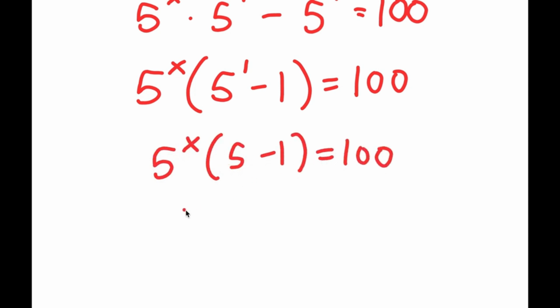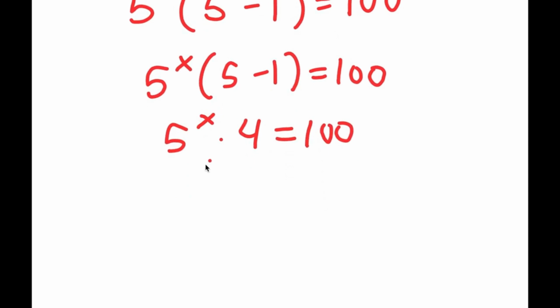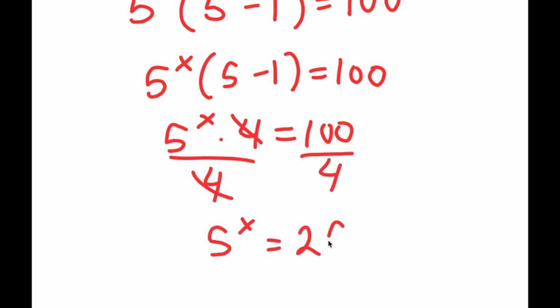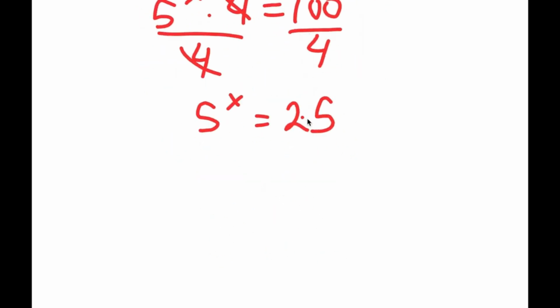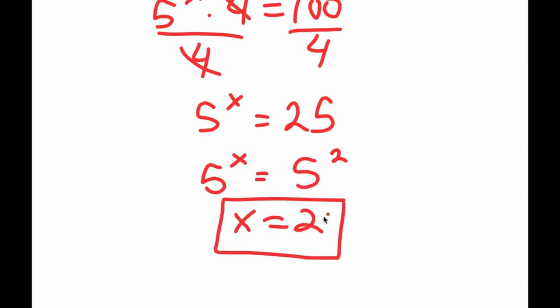And 5 minus 1 is 4, so I have 5 to the power of x times 4 is equal to 100. Now we want to isolate 5 to the power of x, so I'm going to divide both sides by 4. So I have 5 to the power of x is equal to 25. And 25 is the same thing as 5 squared. So I have 5 to the power of x is equal to 5 squared, meaning x is equal to 2.